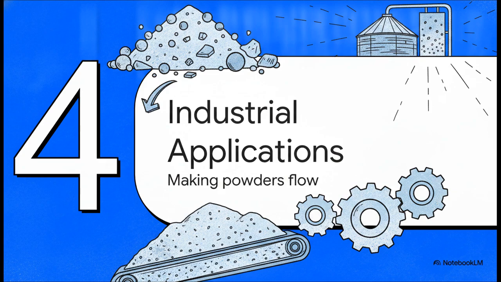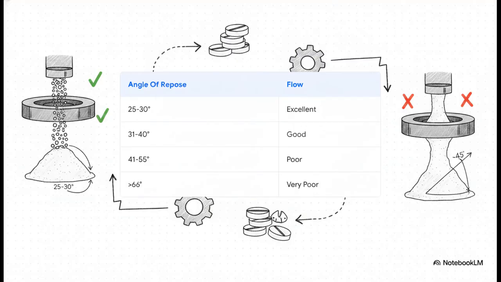Making powders flow. So granular physics isn't just some abstract concept. It is literally the backbone of global industries. Take the pharmaceutical industry, for example. When companies are pressing pills, powder has to flow rapidly and uniformly into the machine dies. Pharmacists actually use the angle of repose as a direct indicator of flowability.